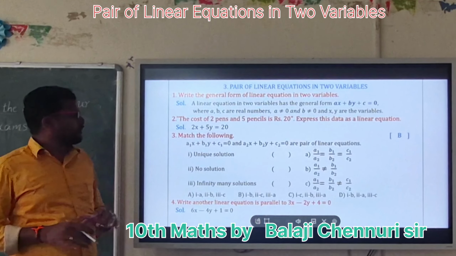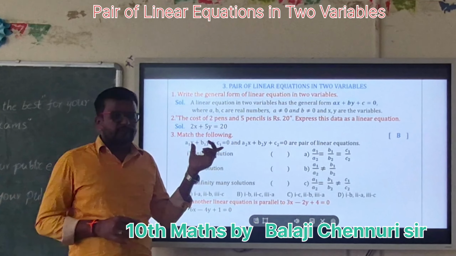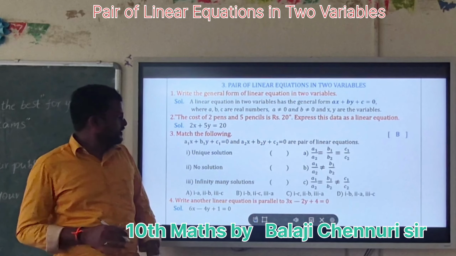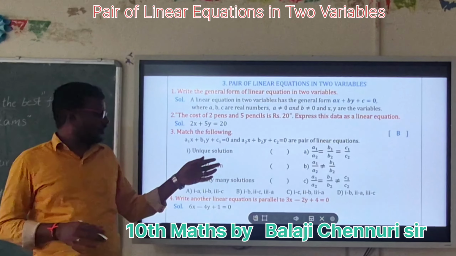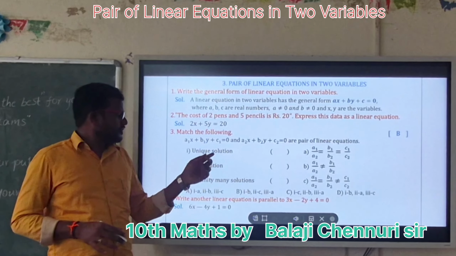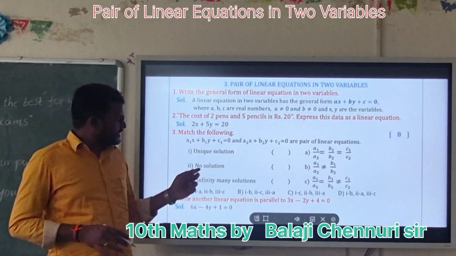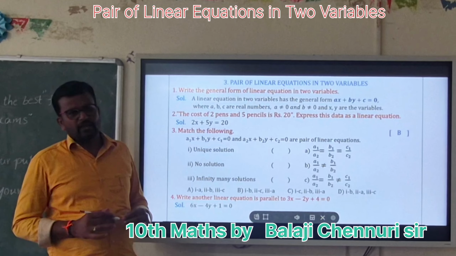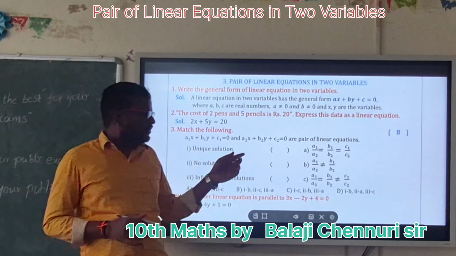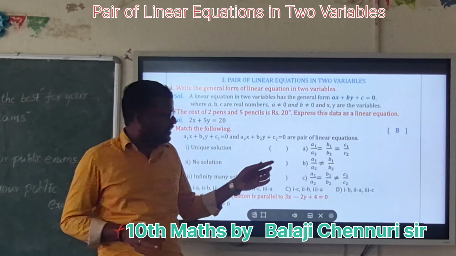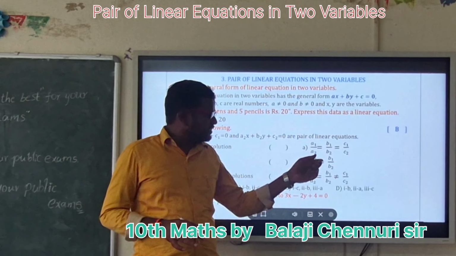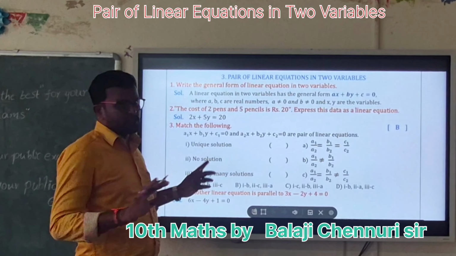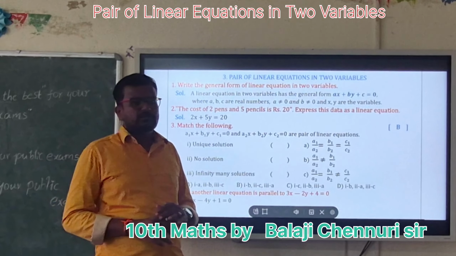Then matching type. A pair of linear equations is given. Depending upon the number of solutions: if it has a unique solution, no solution, or infinitely many solutions, what is the formula? For a unique solution, a1/a2 is not equal to b1/b2.